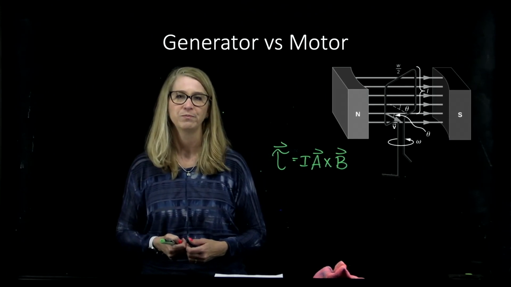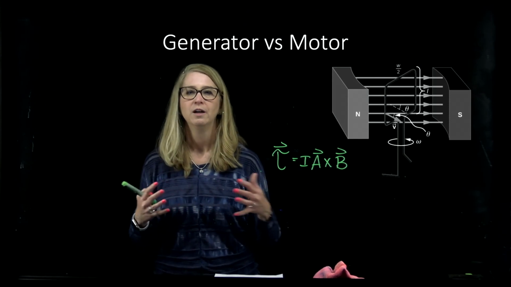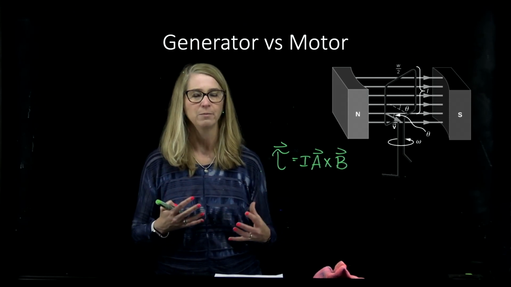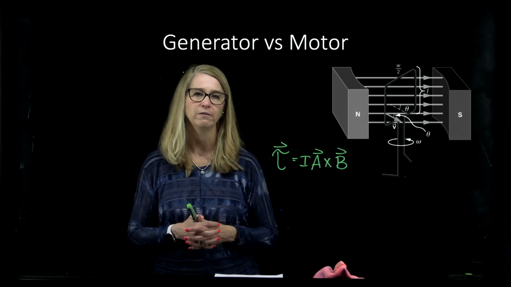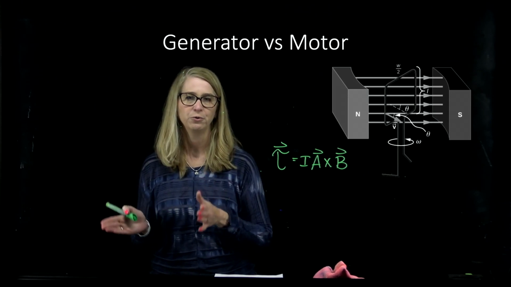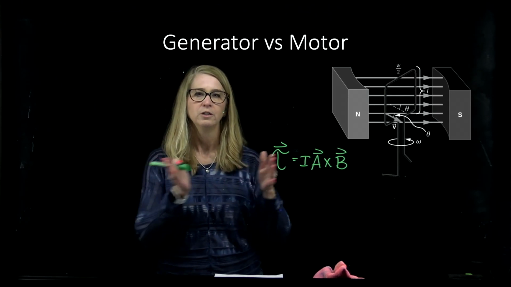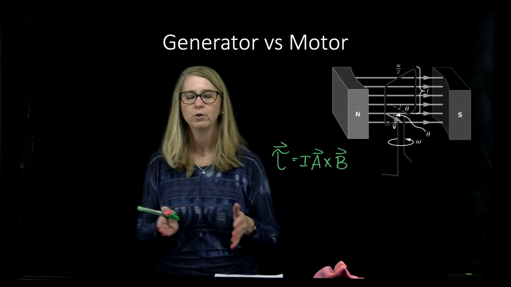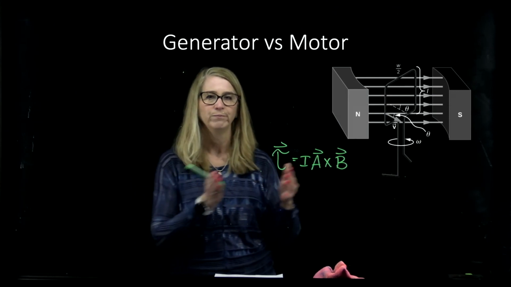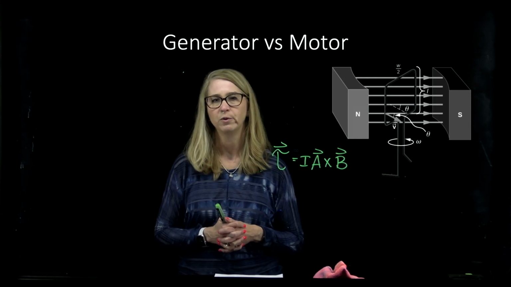And if we can harness that energy of the spinning in order to do some work, then we have a motor. So generators and motors are using the same setup, but they're using it in a different way. The generator uses external force to generate electricity. A motor will use electricity to generate some sort of external force.